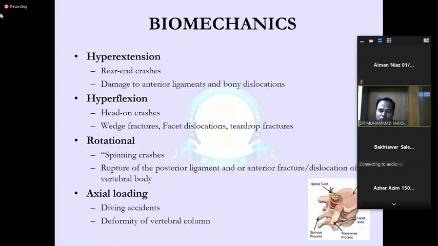At least you should know the different mechanisms of spinal cord injury. Just a few names: hyperextension, hyperflexion, rotation, axial loading. So these are the different mechanisms of spinal cord injury.